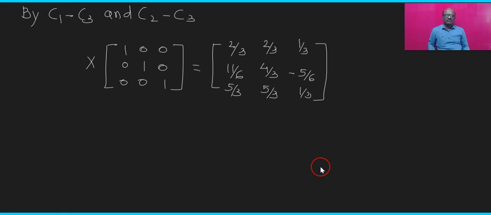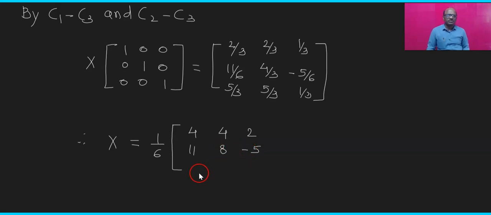Therefore here X equals, taking the common factor 1 by 6, the matrix is: first row 4, 4, 2; next 11, 8, minus 5; and last 10, 10, 2.